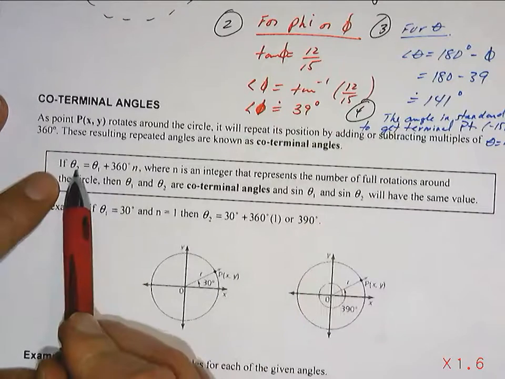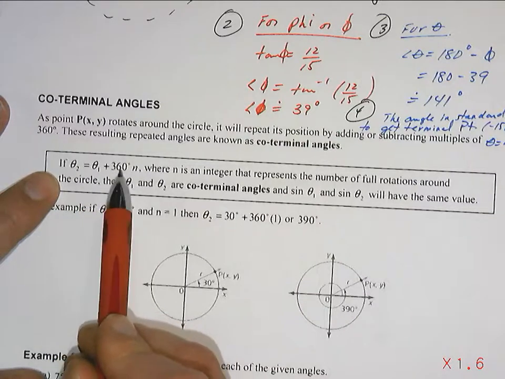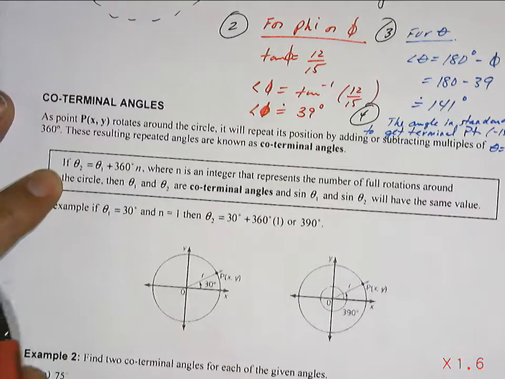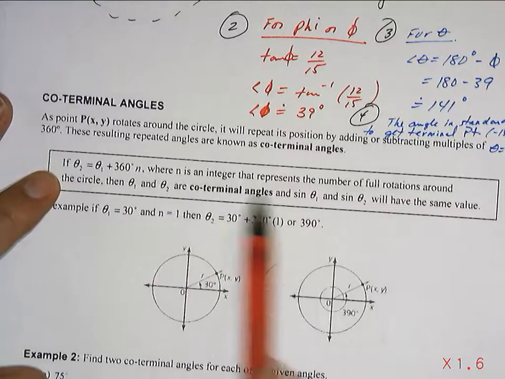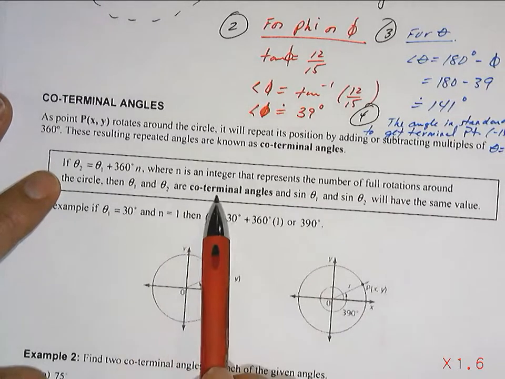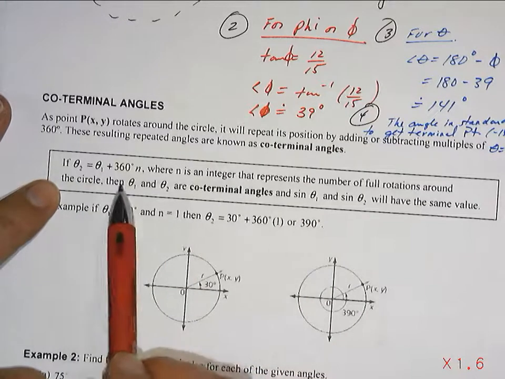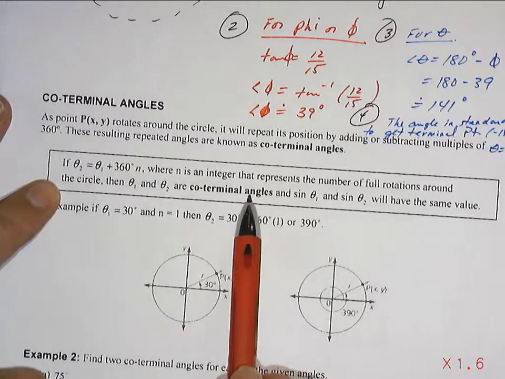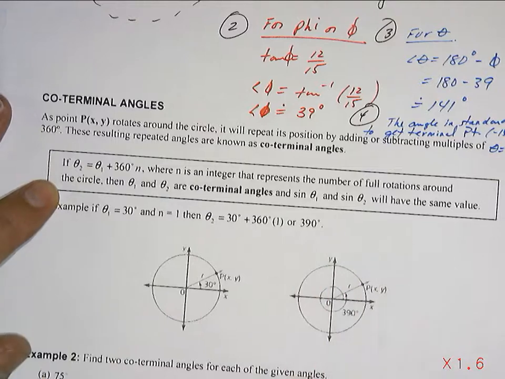This shows that theta 2 equals my first angle plus a rotation, where n will represent the number of rotations that we go. Now, coterminal angles, let's see here. 4 rotations around the circle. Then theta 1 and theta 2 are coterminal angles, and sine of theta 1 and sine of theta 2 will have the same values. Well, this is true.